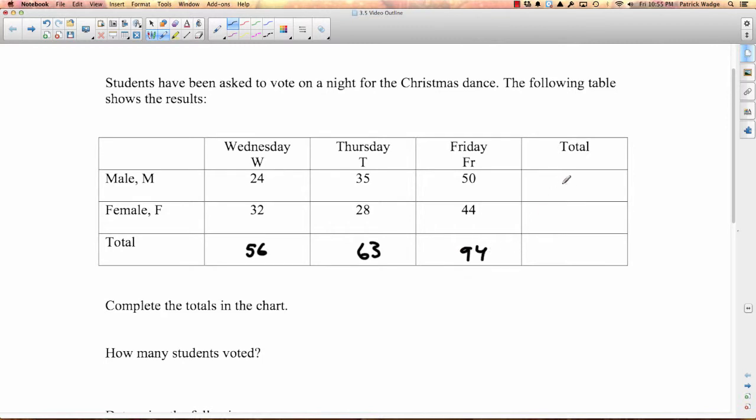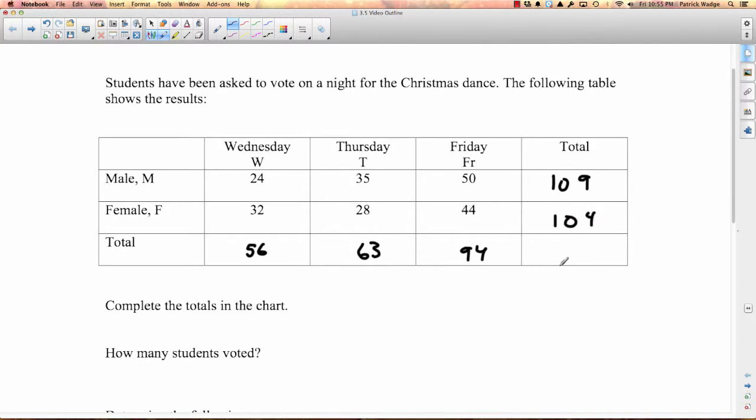Now I've also got totals here. How come? Because this is the total number of males and this is the total number of females. So how many males are there? Well, 50 and 35 is 85, plus another 20 is 105, plus the 4 is 109. And for the girls, 32 and 28 works out nicely to 60, plus 44 is 104.